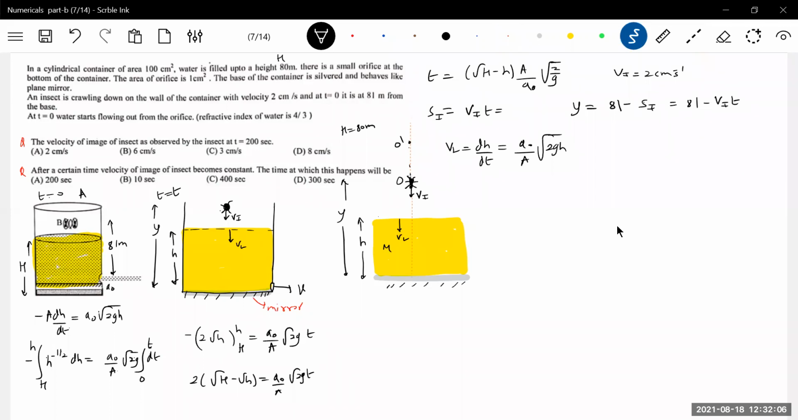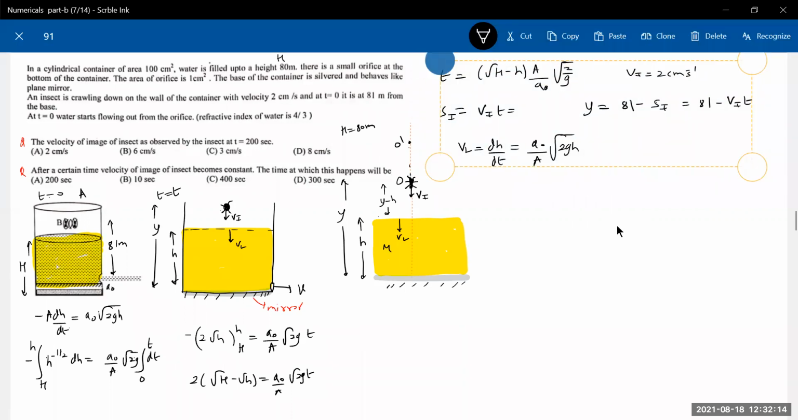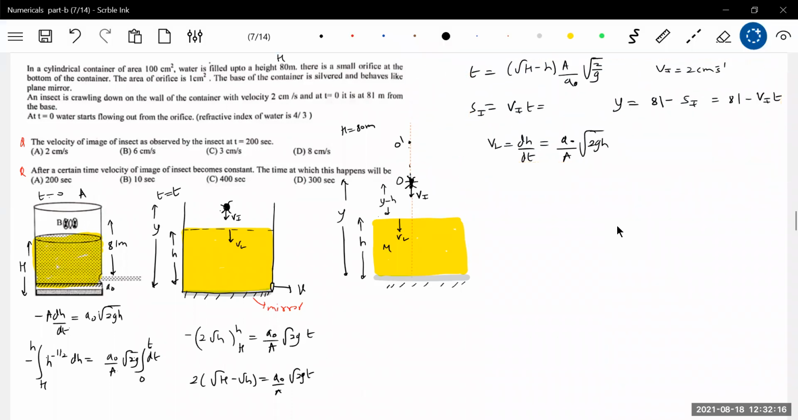So what is that O dash? It will be equal to y minus... So what will this distance be? Mu into... it will appear mu times, no? At what height is the insect from the top surface of the liquid level? y minus h. So it will appear mu times of that for the mirror.